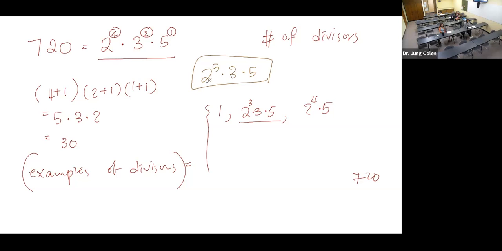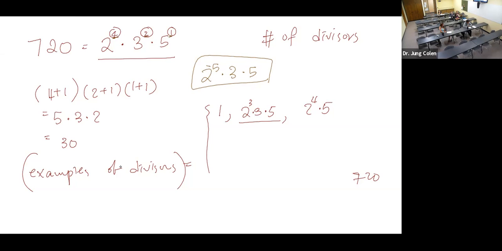Yes or no? Is this a divisor of 720? No, because you don't have a 2 to the 5th. Yeah, very good thinking. It says you have 2 to the 5th power, which we don't even have. We have only 2 to the 4th power. So if you have exponents greater than these for each case, then it's not going to be a divisor. Does it make sense? Very good.